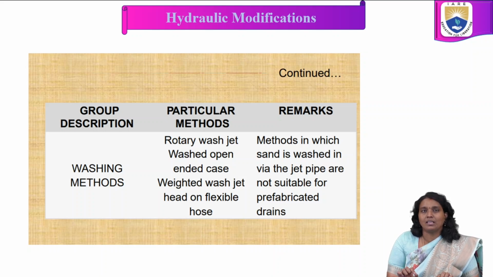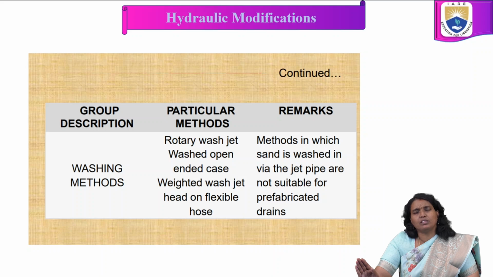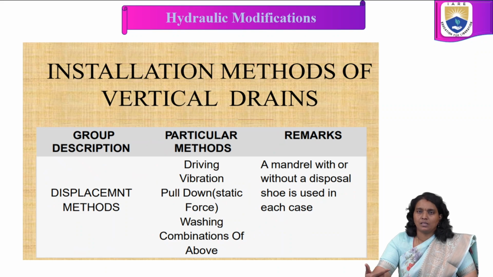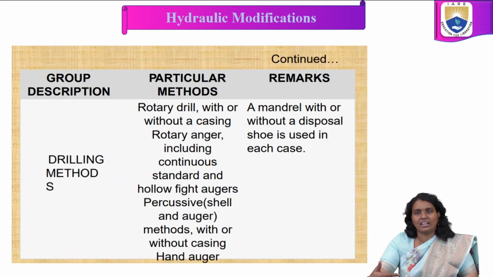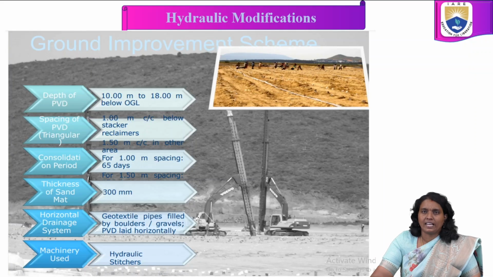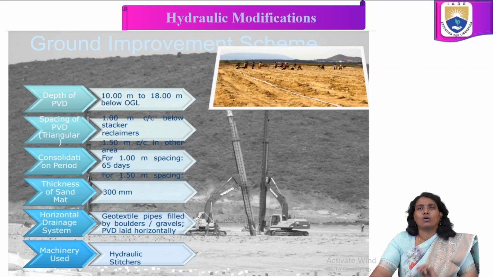Where the case is not suitable for prefabricated drains, we use washing. Whenever prefabricated drains are suitable, we use the displacement method and the drilling method. So like that we are understanding the wick drains. These are the ground improvement scheme details which we understand.